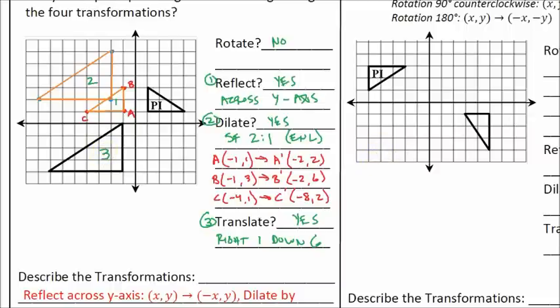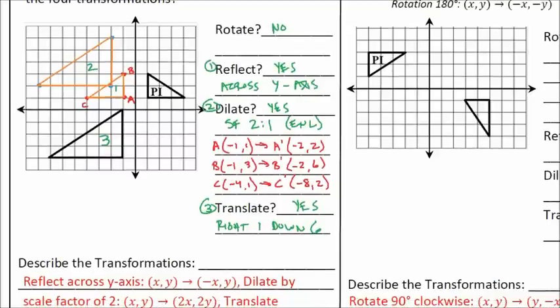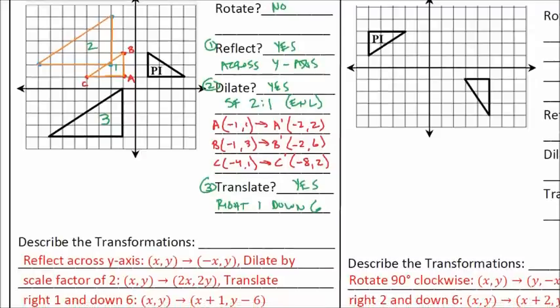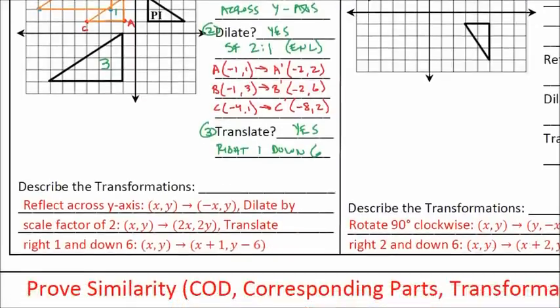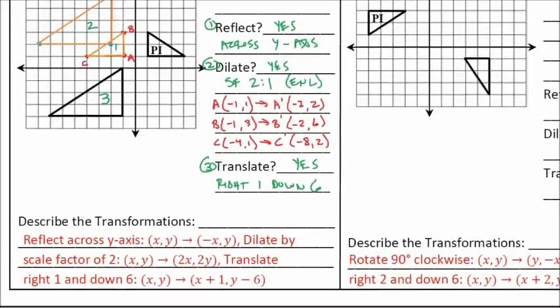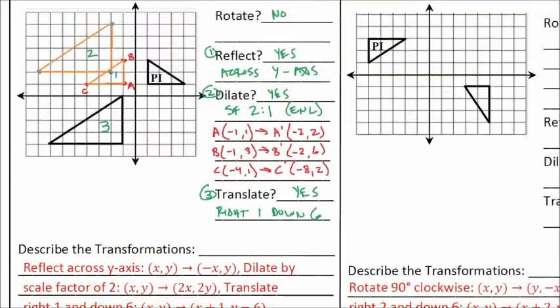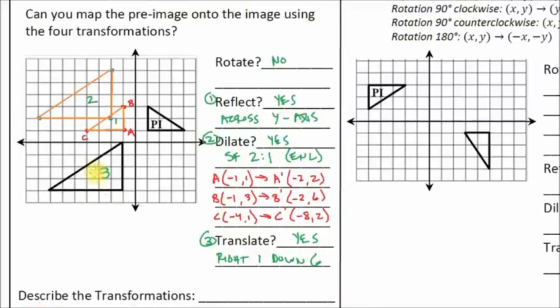And now once you've done that, as we're working on that in class, really the end goal is not just to show the transformations on the grid, but also to write down what we did. So here's what we did to transform the pre-image to the image. We reflected across the y-axis. There was our transformation notation. We dilated by a scale factor of 2. And then we translated right 1 and down 6. So this paragraph describes exactly what we did step by step to get from the pre-image to the final image, which was down here below.